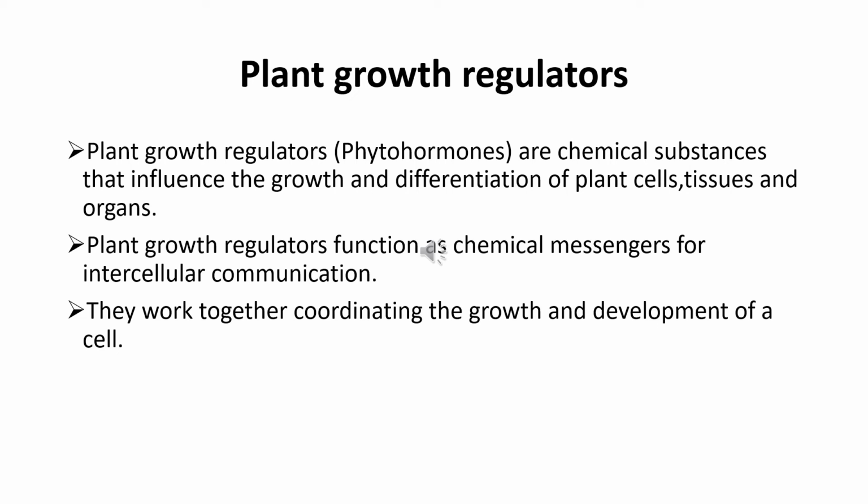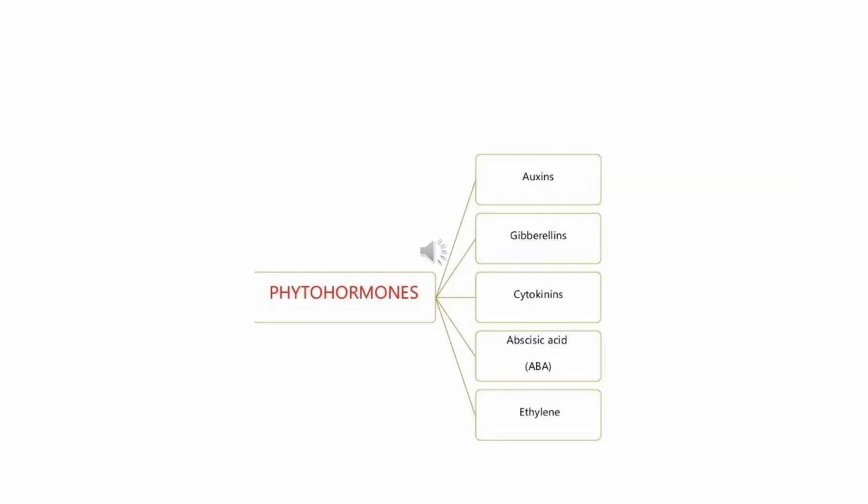Next is the plant growth regulators. Plant growth regulators, also called phytohormones, are chemical substances that influence the growth and differentiation of the plant cell, tissues and organs. Plant growth regulators function as a chemical messenger for intercellular communication. They work together, coordinating the growth and the development of the cell. There are 5 types of plant growth regulators or phytohormones: auxin, gibberellin, cytokinin, abscisic acid, and ethylene.